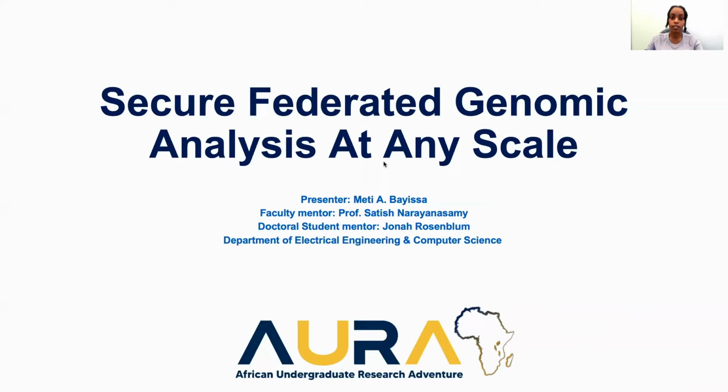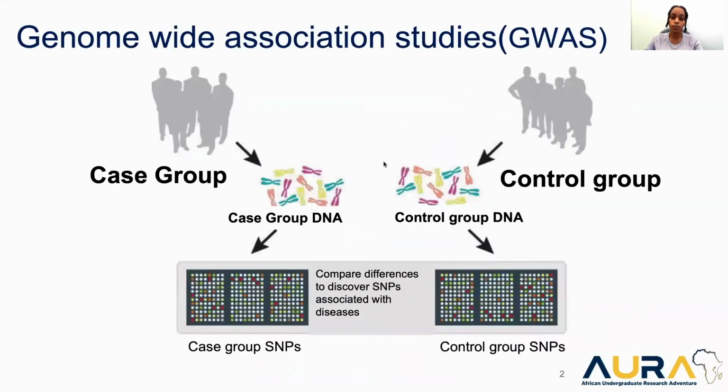Before I proceed with my presentation, let me give you a bit of background on genome-wide association studies, or GWAS for short. GWAS is an approach used by researchers to help them identify genes that are associated with a particular disease by comparing the genetic variation between a case group and a control group. And for accurate and quality GWAS, a large amount of genomic data is required.